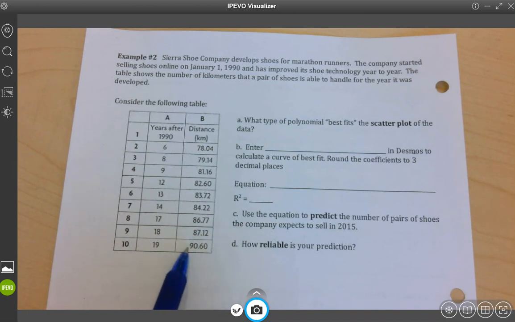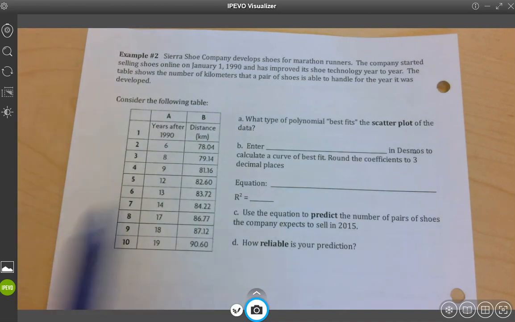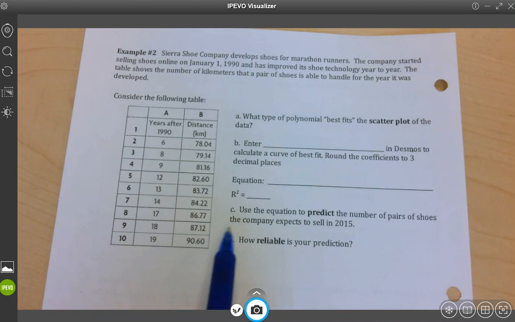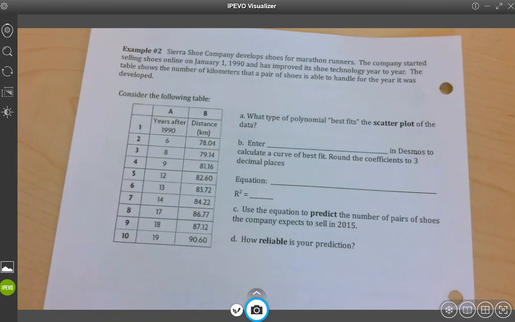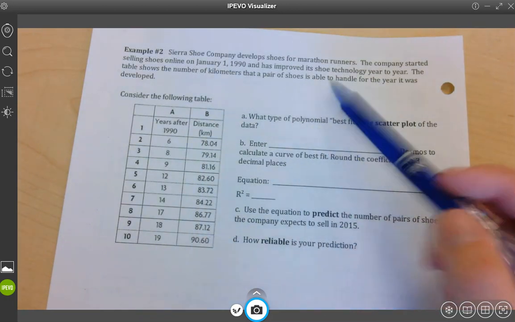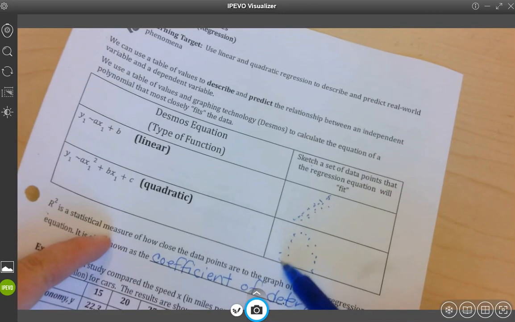Did you know that there's like a limit on shoes? Sometimes they're just worn out, right? Especially if you run a lot of distance, your shoes are eventually going to run out. So anyway, we're going to graph this data, and then we're going to decide if this data looks more linear or quadratic.